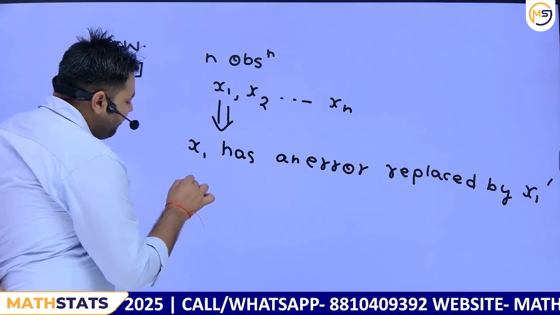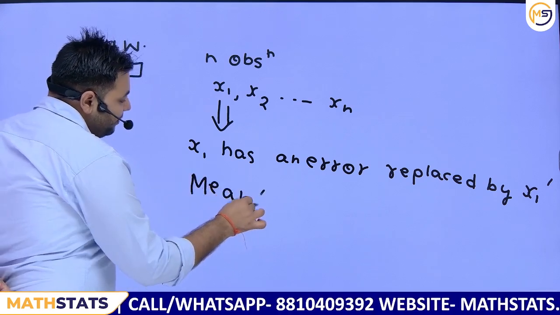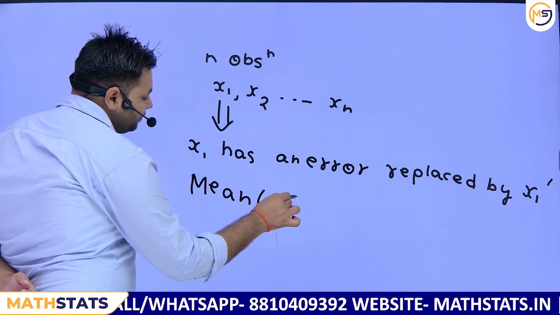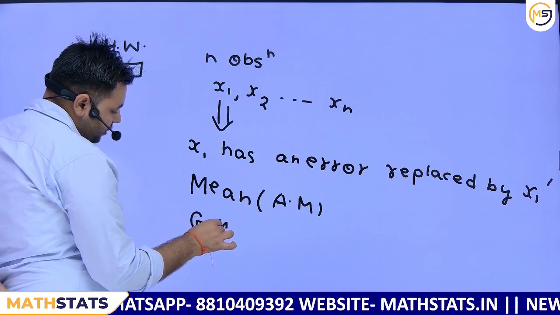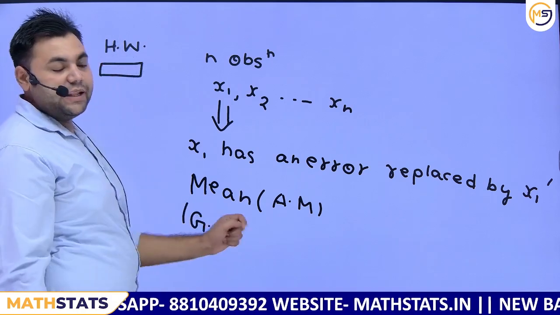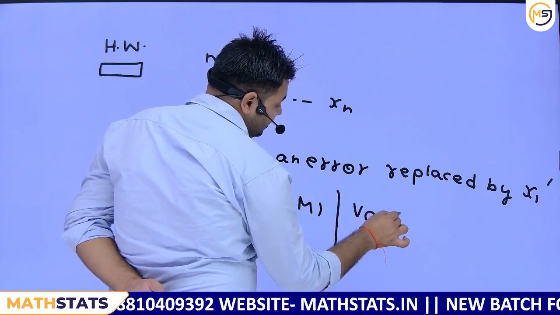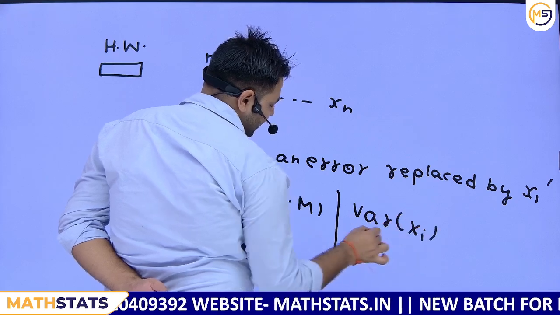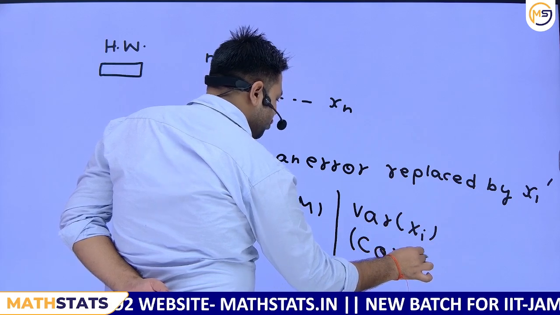Okay, so we find out what? We find out already the mean, AM arithmetic mean, and GM geometric mean. So now the target is finding the variance. What is the corrected variance of xi? This is corrected. This is your homework.